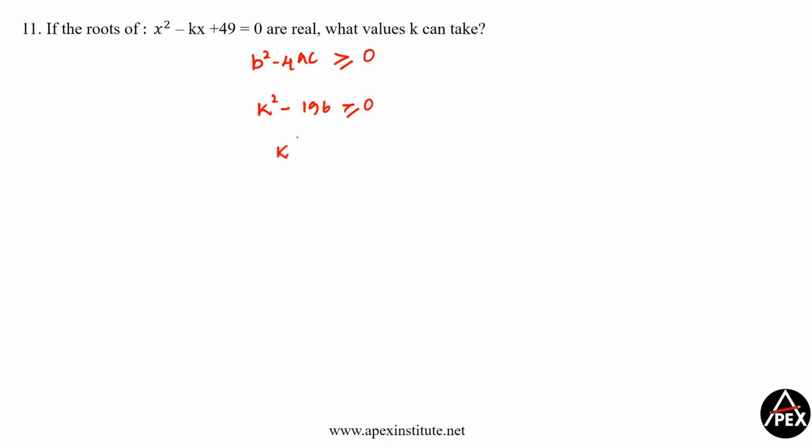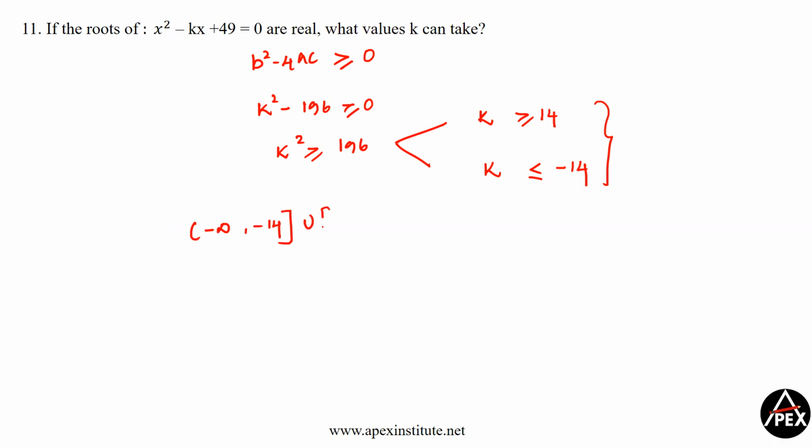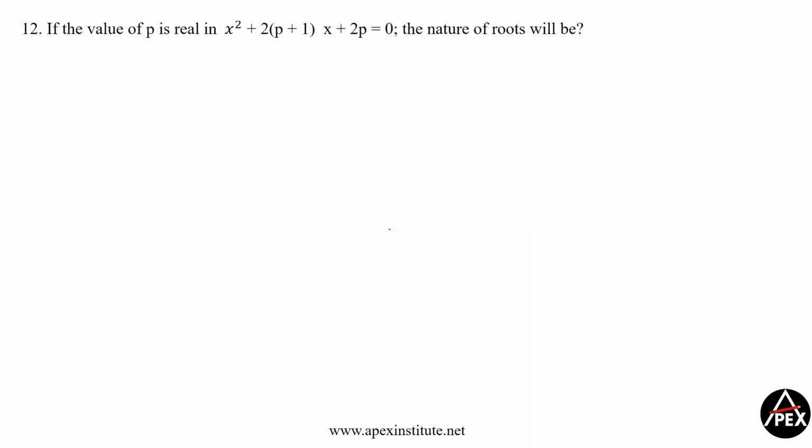So k square should be greater than or equal to 196. So this implies two possibilities. The value of k should be greater than or equal to 14, or the value of k should be less than or equal to minus 14. This you will come across in inequalities, so don't worry. You learn this in inequalities as well. Clear, guys? So the values of k will be minus infinity to minus 14 inclusive, union 14 to infinity. Clear, guys?